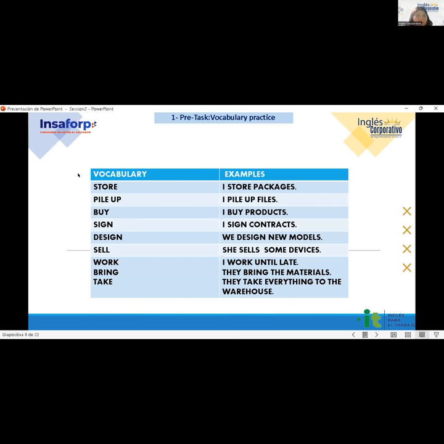Okay, so we also have some more vocabulary, and look at this. So probably you do some of these activities at work. Store, what's the meaning? Let's see, can you read the example, Carlos, Miguel? Store. Read the example, Carlos.